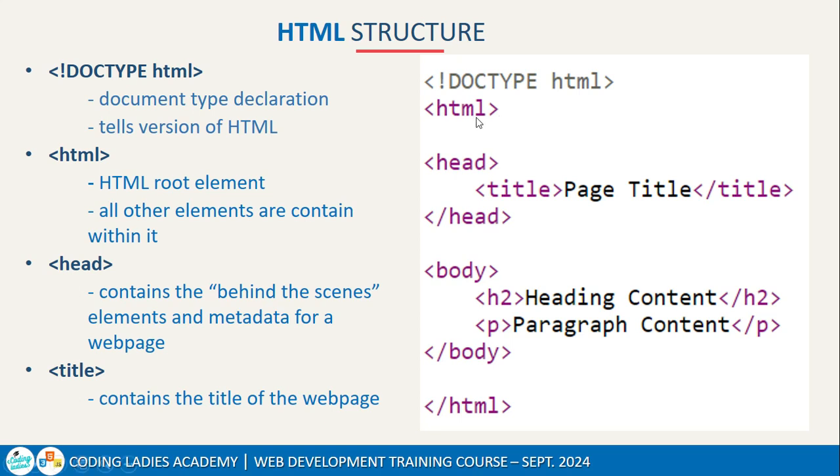So the HTML there is the root element. It's a must that it has to come. Whenever you're writing HTML code, you can't leave this element out. It contains everything that we'll be doing. It will contain the head, the title, the body, and any other item. It's just like a container that contains the rest.